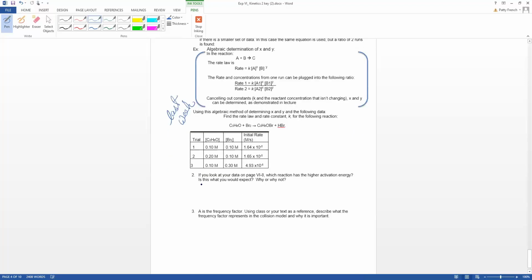Next question. When you looked at your data, which reaction has the higher activation energy? We just talked about this. Is this what you would expect? Why or why not? Again, if you can't remember it, back the video up about 5 minutes and we talked about this. A is the frequency factor. Now, I'm not going to tell you what that means. You need to go back and look in your notes or Google it. Tell me what the frequency factor represents in the collision model in kinetics and why it's important. And you'll be done.